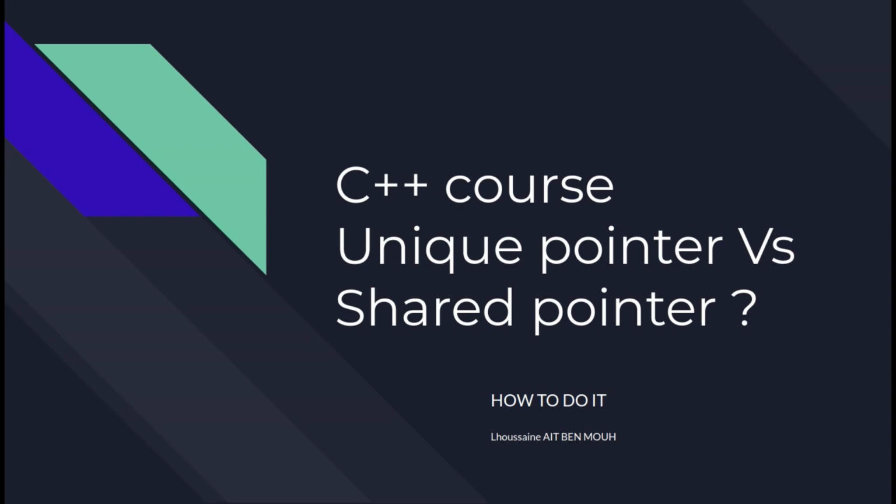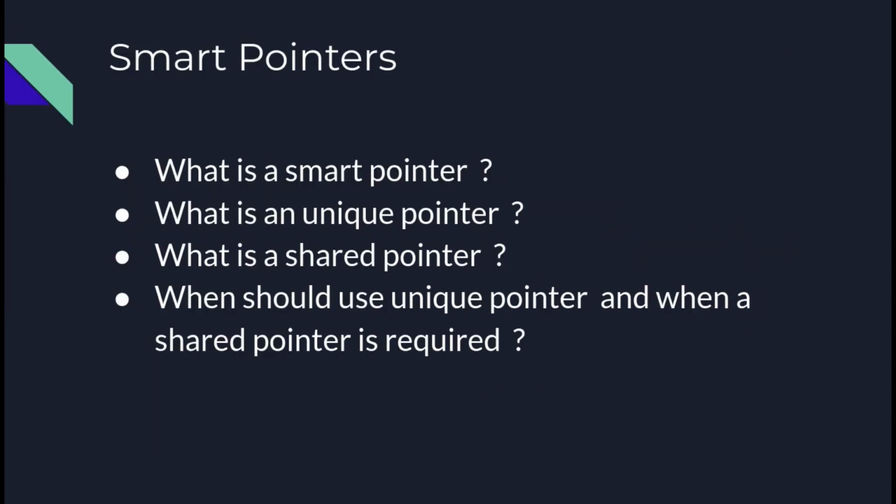As I said, smart pointers are so interesting because they handle some very interesting tasks in the background that normally you should handle by yourself. So we are going to answer all these questions. What is a smart pointer? What is a unique pointer? And what is a shared pointer? And when should we use one of them? Sometimes you should use a unique pointer, and sometimes you need to use a shared pointer. I'm going to explain the difference between them, and I'm also going to give you a very interesting example that shows you the main difference between these two types of smart pointers.